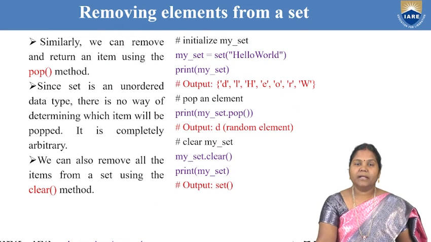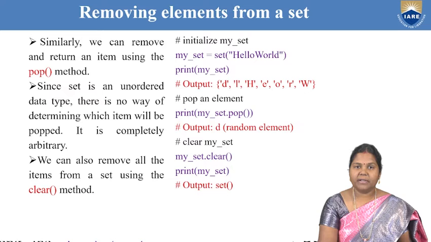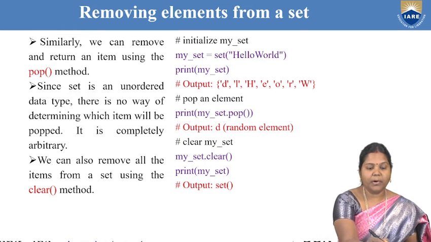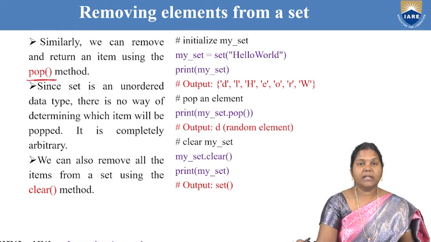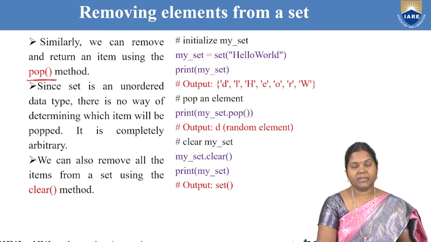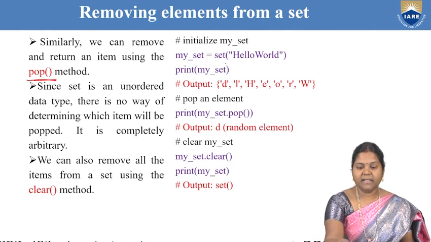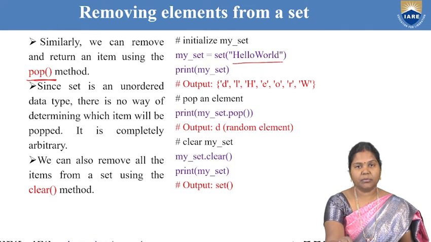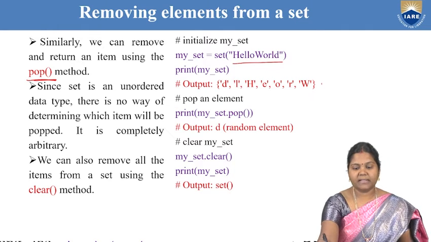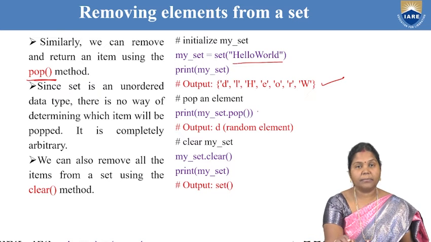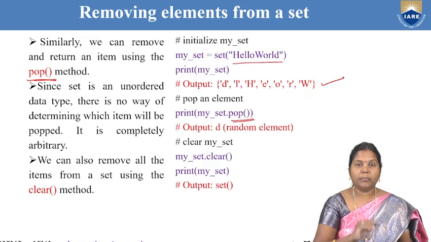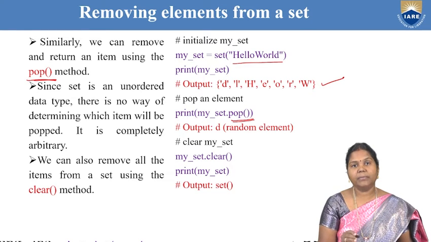Similarly, if you want to remove an element, we can also use the pop method. We can remove and return that item using the pop method. Let us see how. Suppose there is a set created from the string hello world. This is my set created, and after that I want to pop an element. So, I am simply writing the pop method. It will randomly pop and return one element from the set.